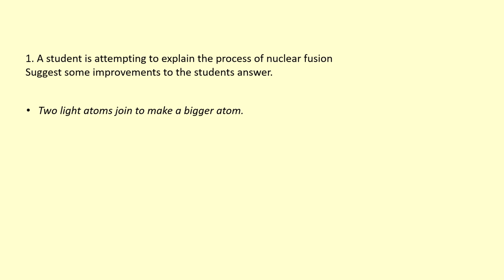In this example, a student is attempting to explain the process of nuclear fusion. Suggest some improvements to the student's answer. So the student's answer is: two light atoms joined to make a bigger atom. Okay, we wouldn't use the word atoms, you'd say two light nuclei joined to make a bigger nucleus. And instead of using the word bigger, you could say a heavier nucleus.